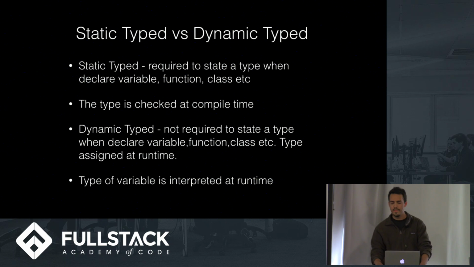So what is statically typed versus dynamically typed? With static typing, you're required to state a type when you declare a variable, function, class, etc. The type is checked at compile time. So for example, if I wanted to declare an integer, myNumber equals 10, I'd have to say int myNumber equals 10. Dynamically typed, you don't have to do that. You can just say myNumber equals 10. However, statically typed is much faster because it is checked at compile time. So when it's time to run, the program knows what's going on. With dynamically typed, it has to check what type it is and assign that type during runtime.